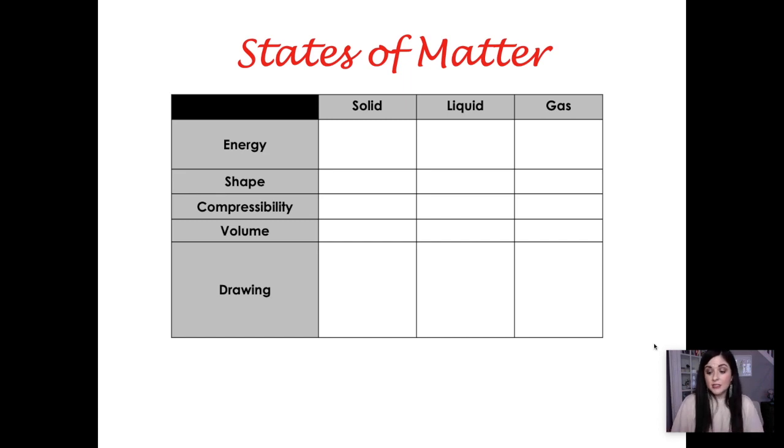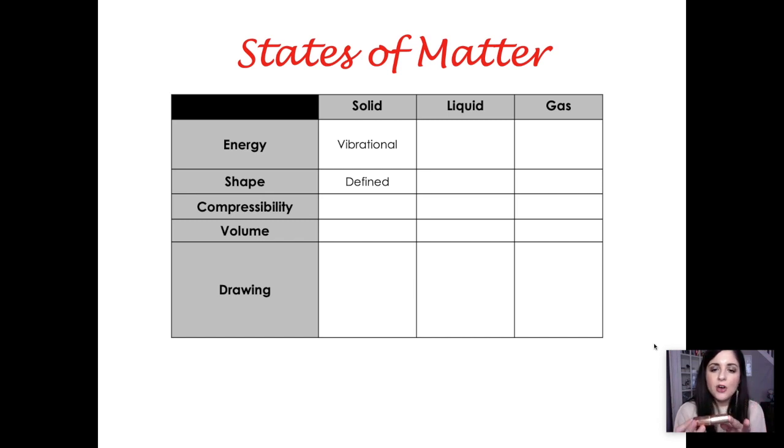So solids have only vibrational energy. So they vibrate back and forth like this. And because they only vibrate, they can't slide past one another. And because they don't slide past one another, they keep their shape. They have a defined shape. So if I take a look at, I just have this lipstick right here, so I'll show you this. But all of the particles that make this up are in the solid state of matter.